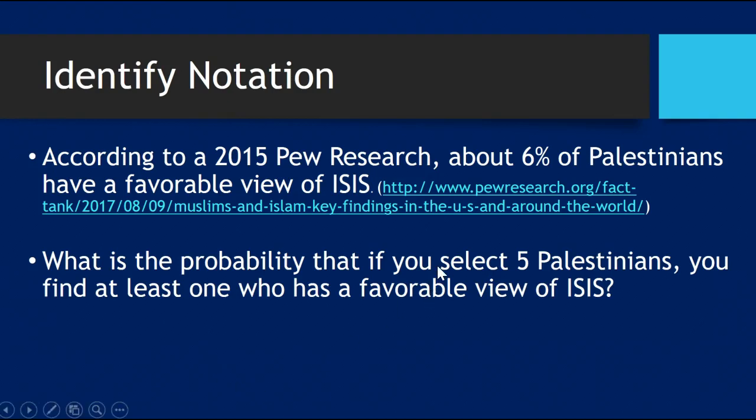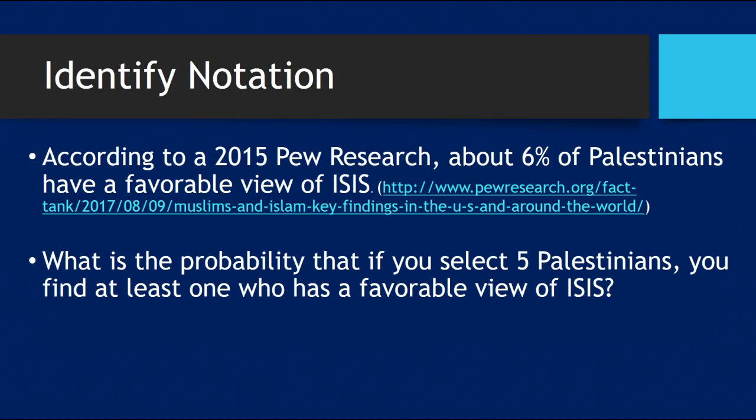Notice that we're going to select 5 Palestinians before we start. So we're selecting 5. That 6% is going to stay constant the whole time. And so fixed number of trials, outcomes are independent, probability of success stays constant. We have a binomial experiment going on here. Now, once you see this, once you say, oh yeah, we're selecting 5 and 6%, you'll see that binomial experiments happen all the time.